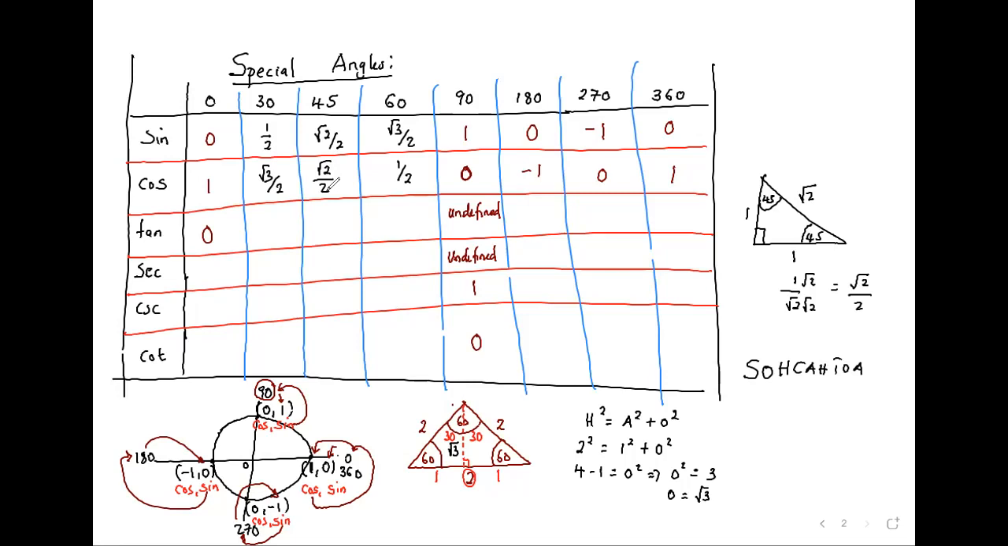And then now we can talk about tan. Tan is opposite over adjacent. So this is going to be 1 for 45. Let's go to 60. Tan 60. We took opposite over adjacent. That's root 3 over 1. And then the other one, opposite over adjacent. That's 1 over root 3.